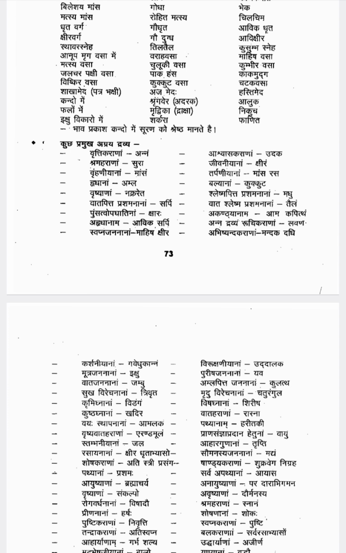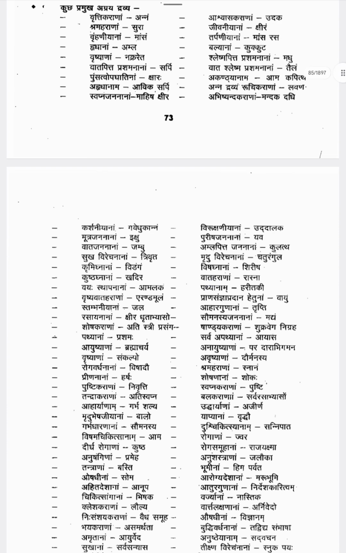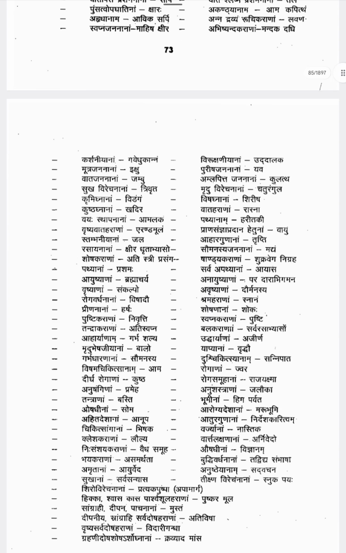Abhishandakaranam Mandhaka Dadi. Then Karshaniyanam Gaveduga Annam. Those who want to lose weight have to take Gaveduga Anna. Mutra Jananam Ikshu. Those who are suffering with urinary problems, like urine retention or reduced urine production, you can give Ikshu, so it helps to produce urine. Vada Jananam Jambu. Sukha Virejanam Trivrit. Sukha Virejana is Trivrit. Krimiknanam Vidanga, Kushtaknanam Khadira. So Kushtakna is Khadira.